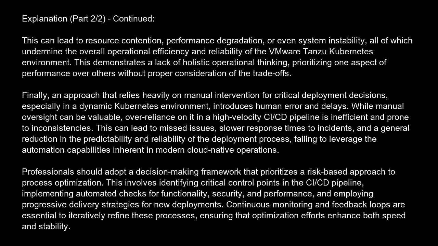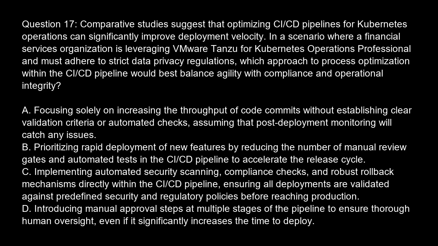Professionals should adopt a decision-making framework that prioritizes a risk-based approach to process optimization. This involves identifying critical control points in the CI/CD pipeline, implementing automated checks for functionality, security, and performance, and employing progressive delivery strategies for new deployments. Continuous monitoring and feedback loops are essential to iteratively refine these processes, ensuring that optimization efforts enhance both speed and stability.